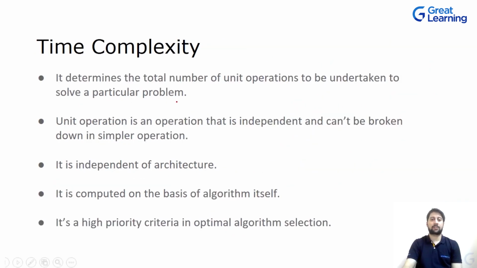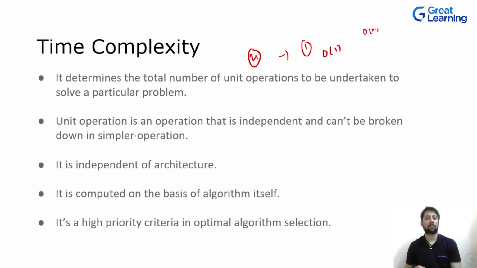Okay, now let's talk about time complexity. It determines the total number of unit operations to be undertaken to solve a particular problem. Let me take an example of the number of iterations. If you are able to search an element in a single unit of operation, then it is termed a constant operation. And if there are n elements and you're traversing n times to find a particular element, it's termed big O of n.